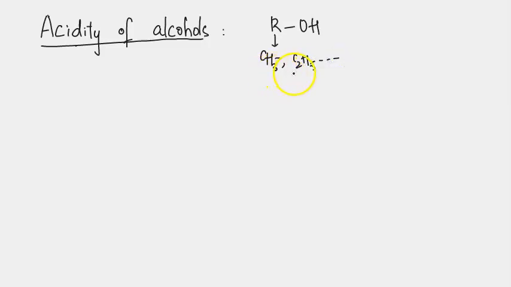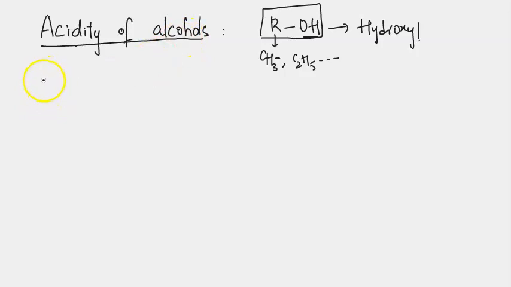We call them alkyl groups, part of the carbon chain. And the OH group is the hydroxyl group, which we consider here as the main functional group. So we represent this unit ROH as the alcohol compound. Let us discuss the acidity, that means the acidic nature, of alcohols.